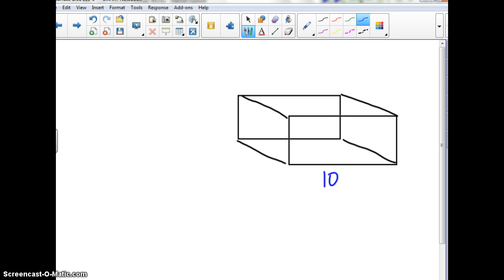Okay, so I would like you to label your rectangular prism. I want you to do 10 meters, 4 meters, and 3 meters. Now I'm going to give you some time to write out your information. Choose 2 numbers to get you started. Put half an X through.